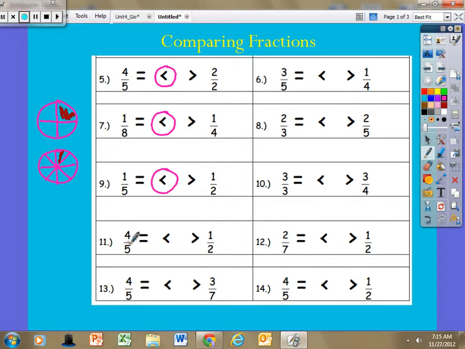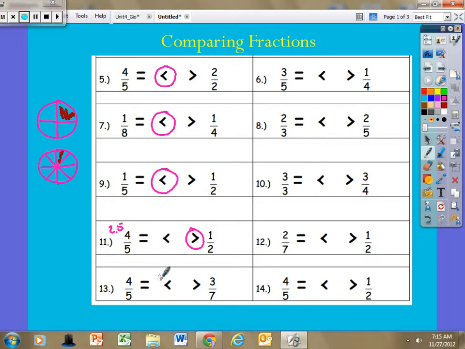I come here, I can use that same theory. 4/5 is equal to, less than, or greater than 1/2. Well, half of 5 is 2.5. Well, I have 4, which is greater than a half. I have 1/2 here, so that means 4/5 is greater than 1/2.